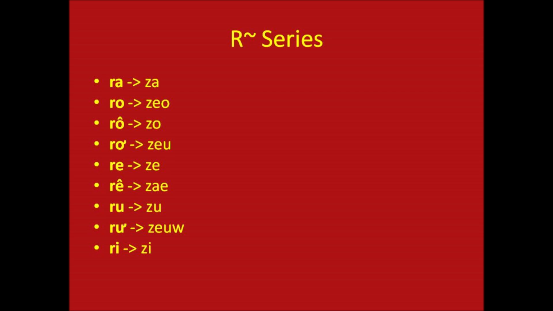Let's move on to the next series. Ra, do, dô, dơ, dê, dê, du, dư, di. This is one of the exceptions in Vietnamese pronunciation, especially in the northern accent, otherwise known as Hanoi Accent. The R sound in this series is pronounced with the Z sound. We shall have a look at the series one more time. Ra, do, dô, dơ, dê, dê, du, dư, di.